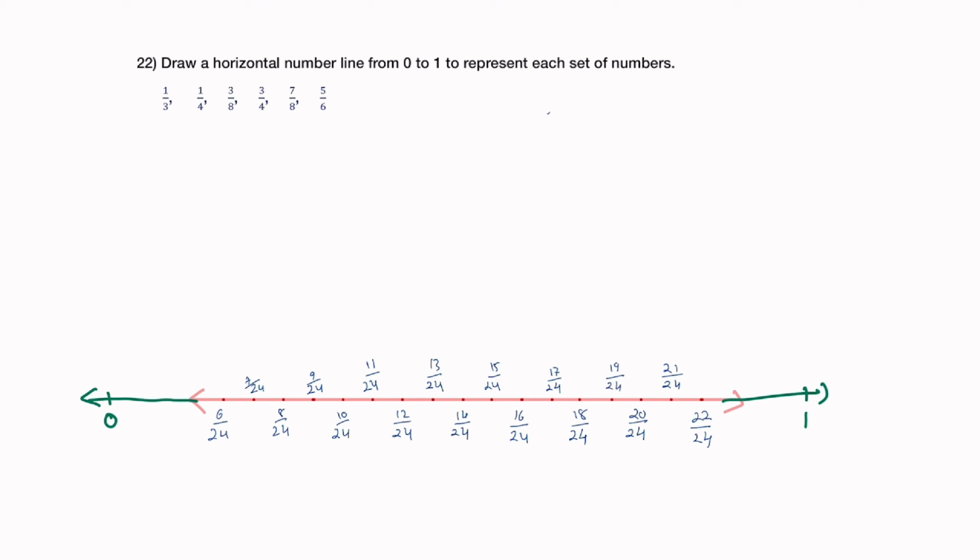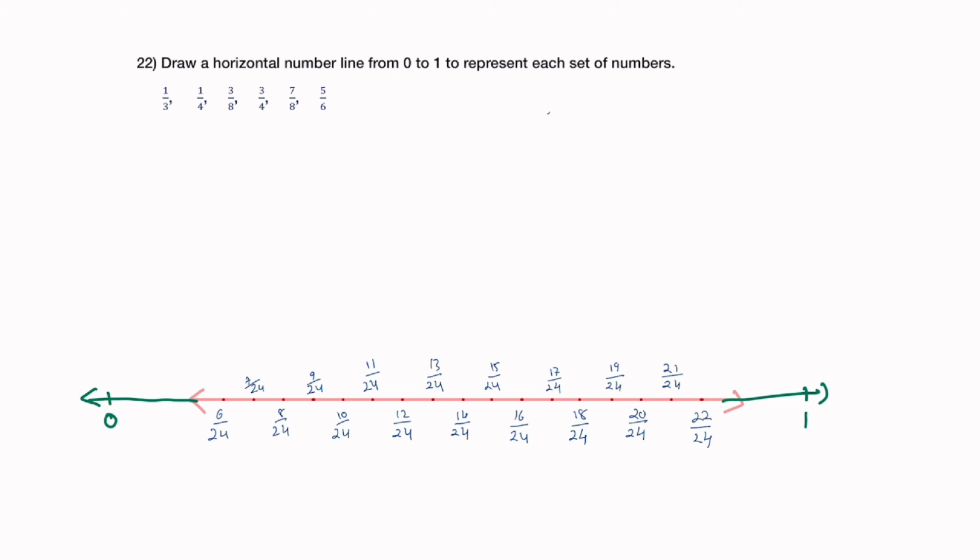Now here 1 upon 3, 1 upon 4, these are again fractions and they do not have the same denominator. So one of the methods would be to convert it into decimal format and plot it. I'm going to show the LCM method here, but I expect you to do the decimal format and solve that question by yourself and see whether our answers match or not.